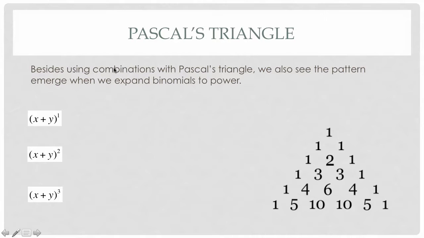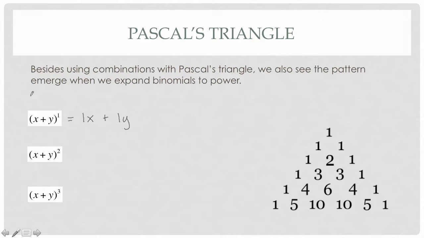Now, let's keep extending this with Pascal's triangle. Besides using combinations, I can also see a pattern emerge when I expand binomials to a power. A binomial, again, has 2 terms. So there we've got very generic, x plus y. There's my 2 terms. X and y can be anything. And we're going to take it to the first power, the second power, and the third power. Well, let me just do a little bit of math here and see what we get. If I take x plus y to the first power, that's only one of them. So that's just x plus y. I'm going to write this down as 1x plus 1y.